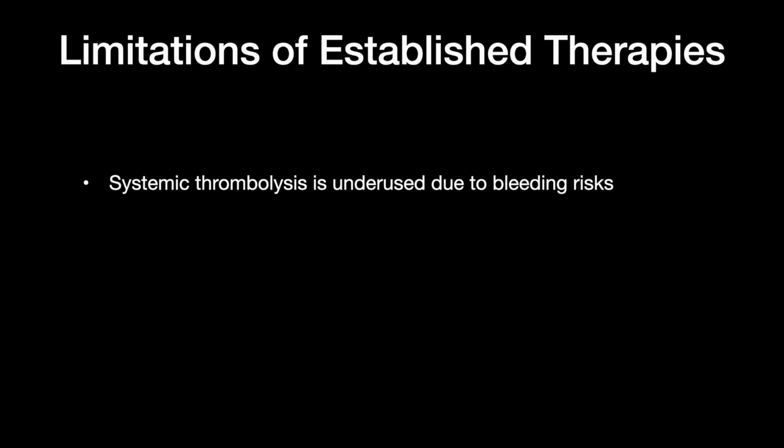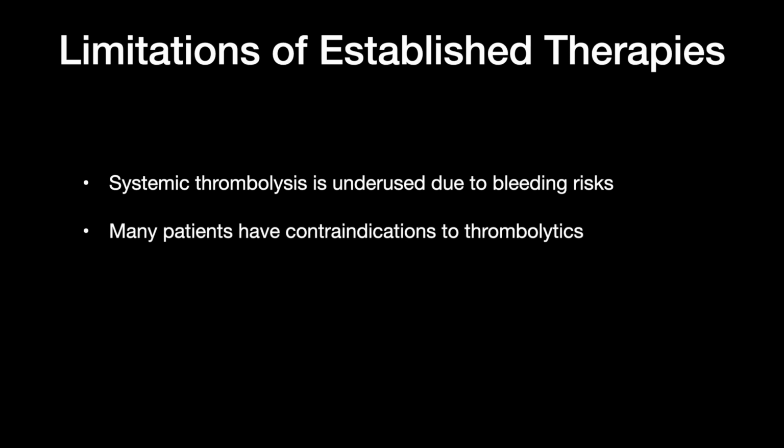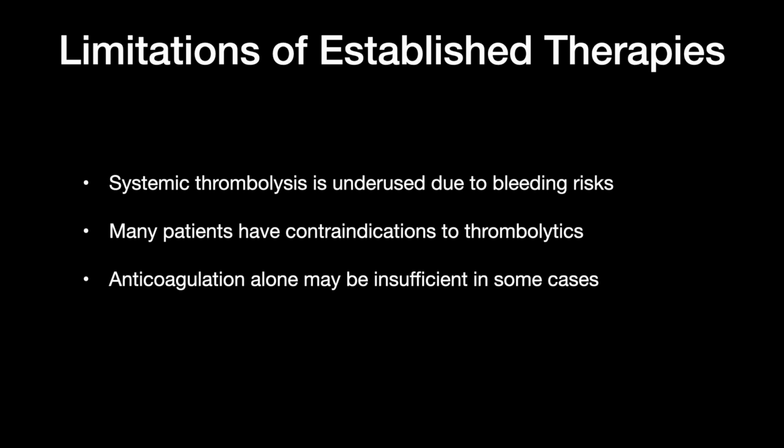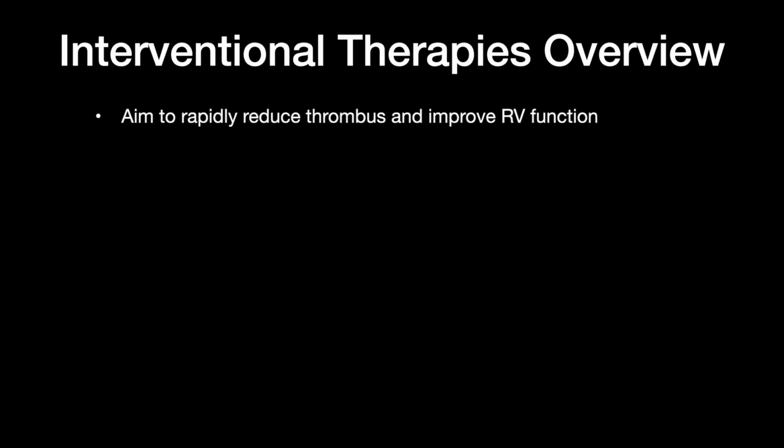The limitations of this established therapy are the significant bleeding risk that we have already discussed, and its contraindication in many of the cases, especially when the patient is very sick. And anticoagulation alone in these cases is usually not sufficient, and the need for therapies with better safety profile is the need of the hour. So interventional therapies are one of the very important factors which will be impacting the outcome of pulmonary embolism, especially in ICU and sick patients where thrombolysis has a lot of contraindications.